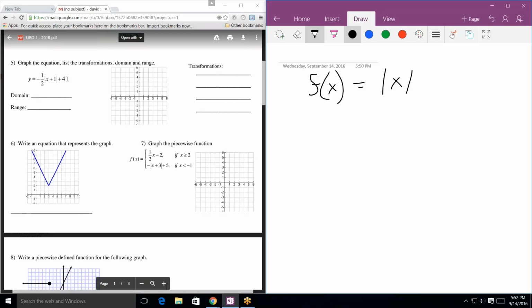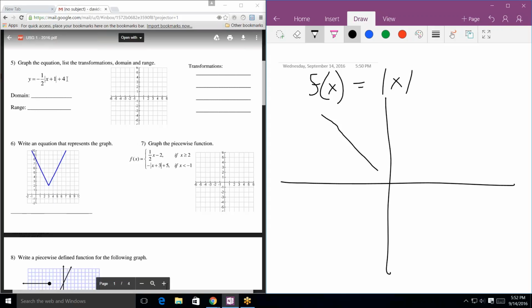So let's graph it. I'm going to graph it in multiple steps here. So let's graph the parent function. That's what that looks like. Okay. And then I'm going to do each one with a different color. So the first one is a reflection of the parent function. So that would be y equals negative absolute value of x.